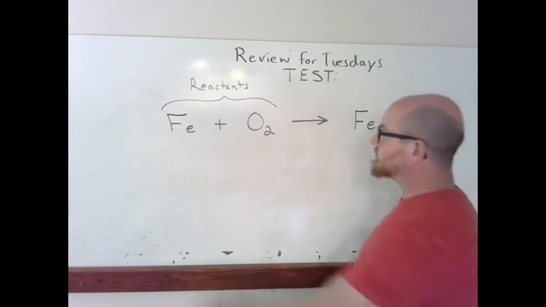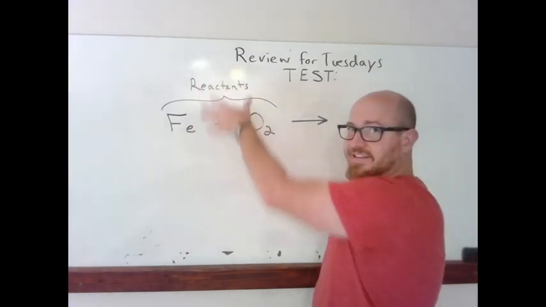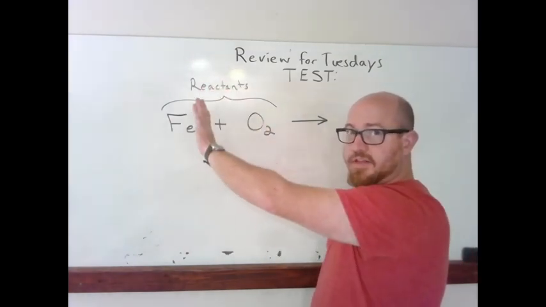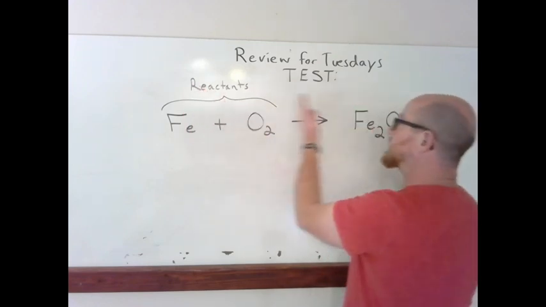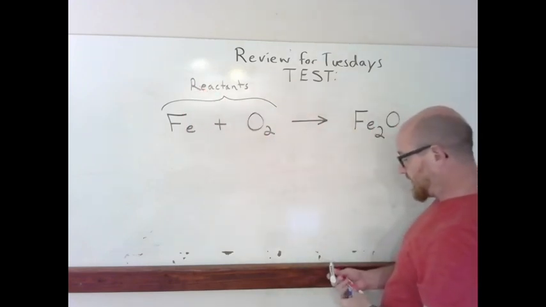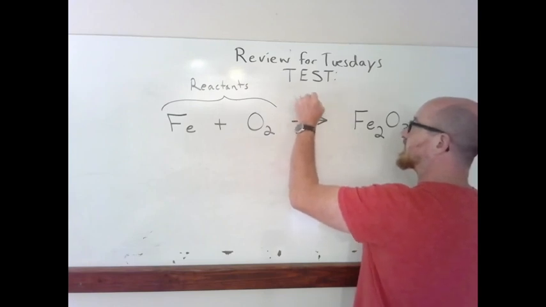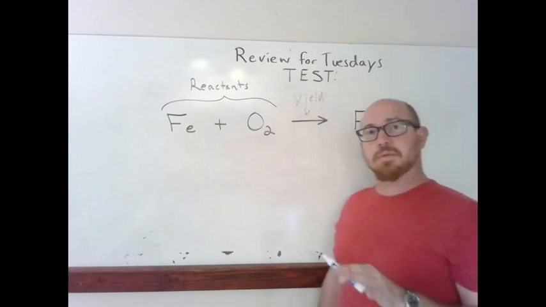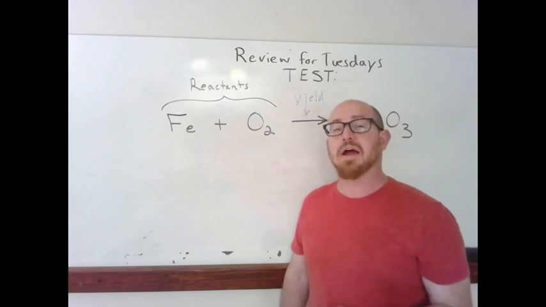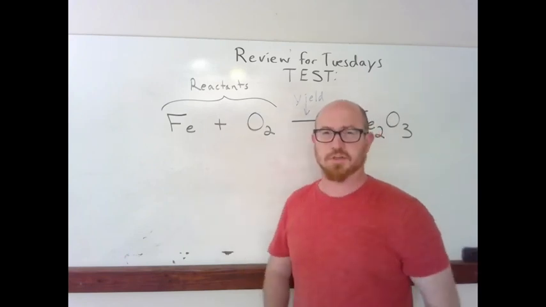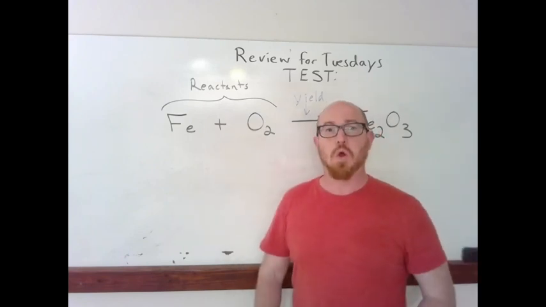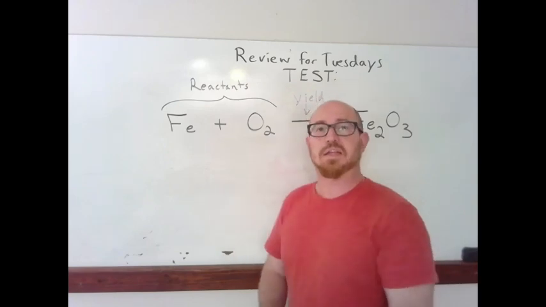Now, these 2 reactants, the left side of the equation, are going to yield something. This middle marker here is called the yield sign. We've talked about it before. No, this does not mean slow down. It means how much does it produce? How much did it yield? And so what it makes is the product.